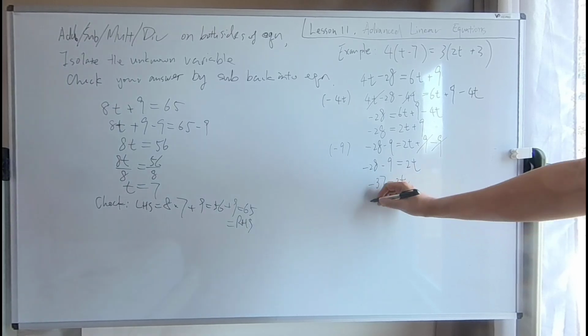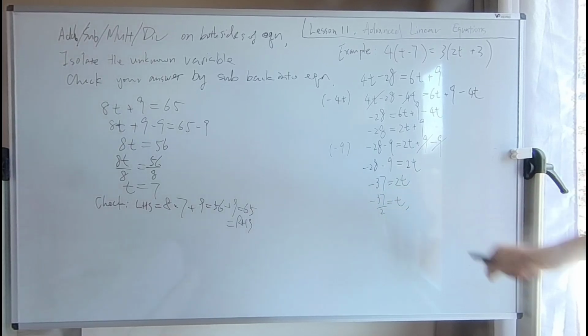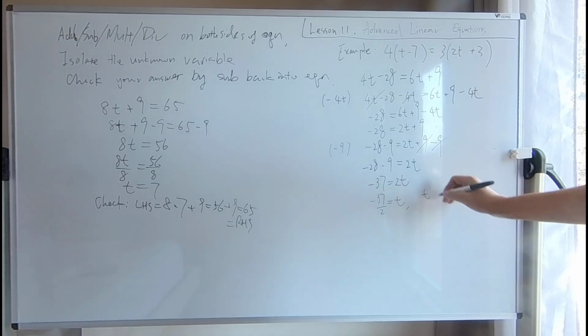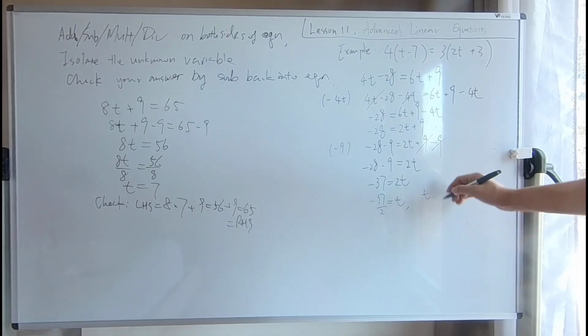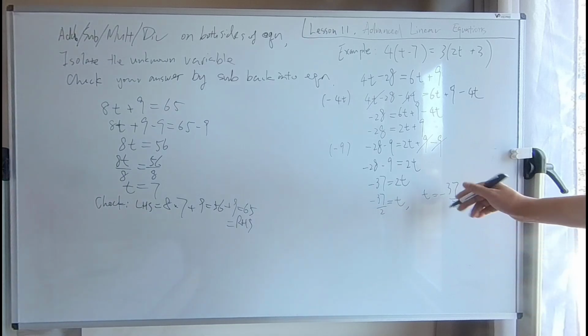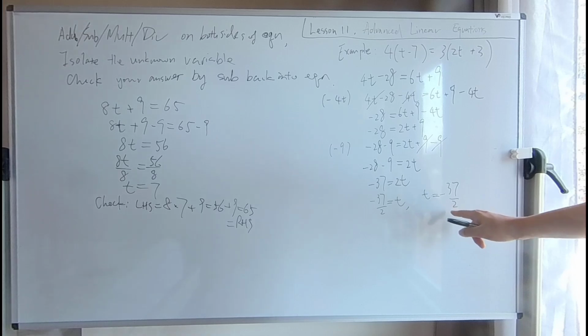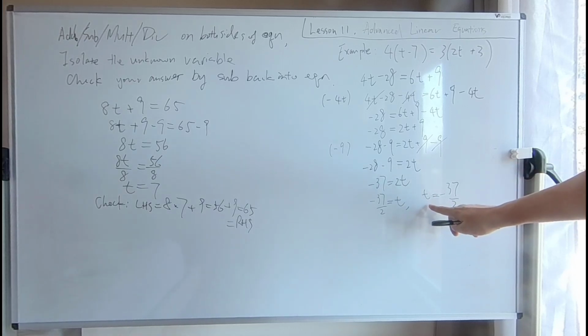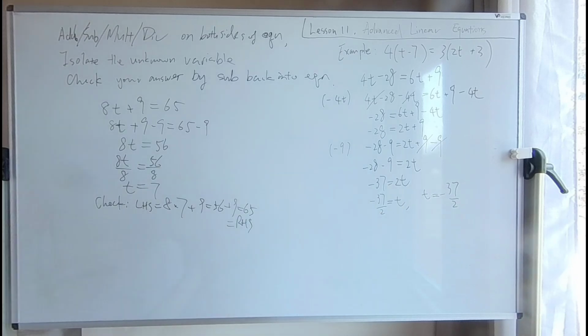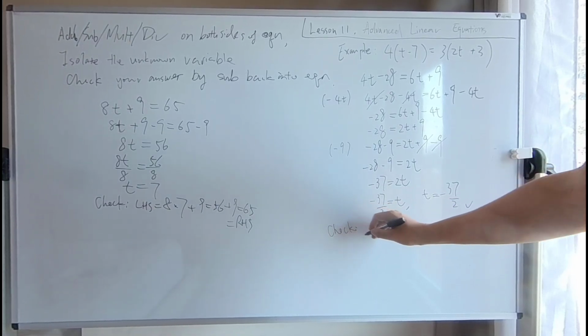of the equation. I will have minus 37 over 2 is t, and I'm just rewriting this because usually by the end we always want to write the unknown variable on the left-hand side of the equation. This is simply equivalent. It's just that in most cases, people like to write the unknown variable on the left-hand side of the equation and then write the solution on the right-hand side. So up to here, we have solved this, but always do the last check step.